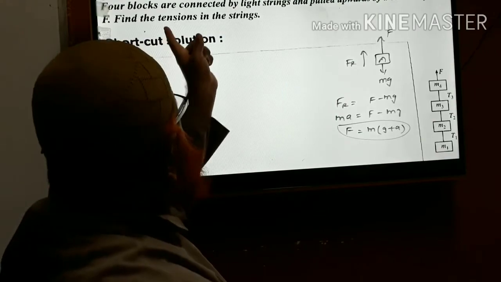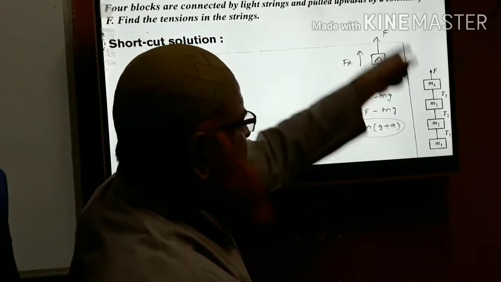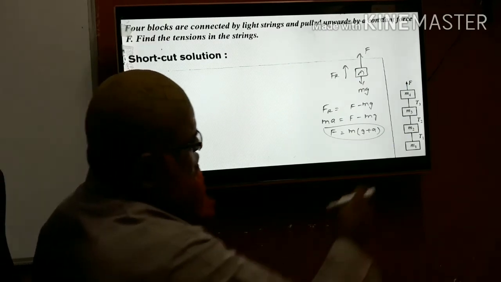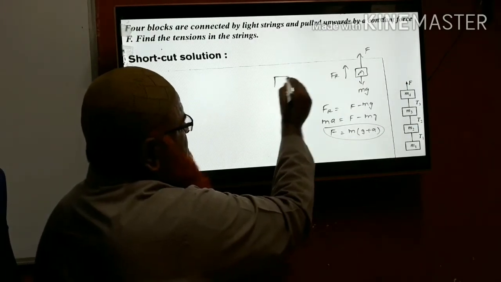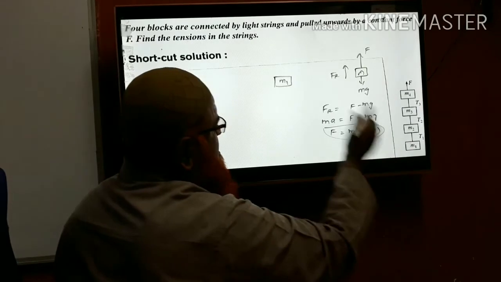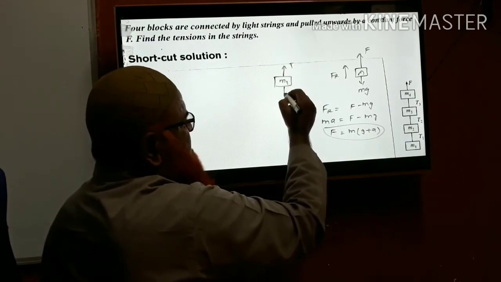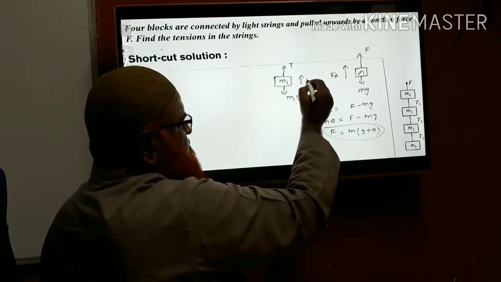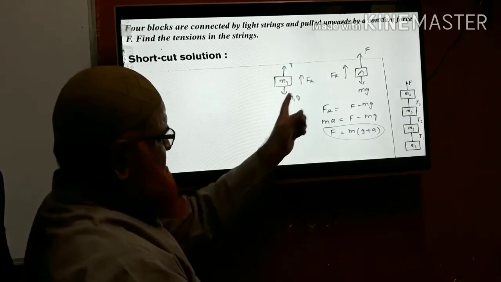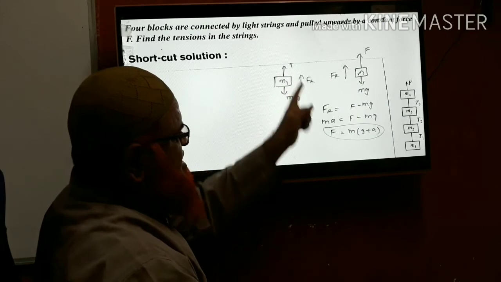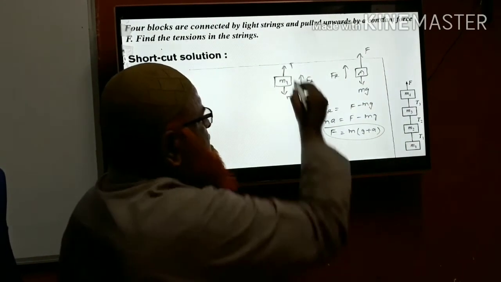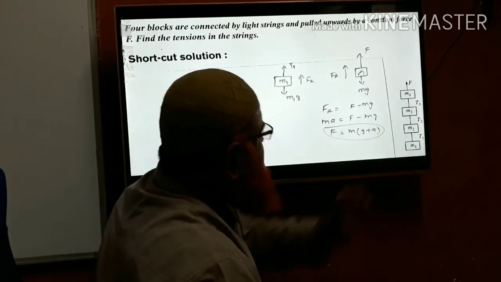Then he is asking us to find out the tensions in these four masses. How are you going to find out the tension in the four masses? For example, if you take a free body diagram of mass m1 here, what is acting upwards? Tension is acting upwards, m1g is acting downwards. So the resultant force is acting upwards. So in this case, how are you going to find out the tension here? Previously I had taken force, but here tension is acting. So this tension is considered as tension T1.